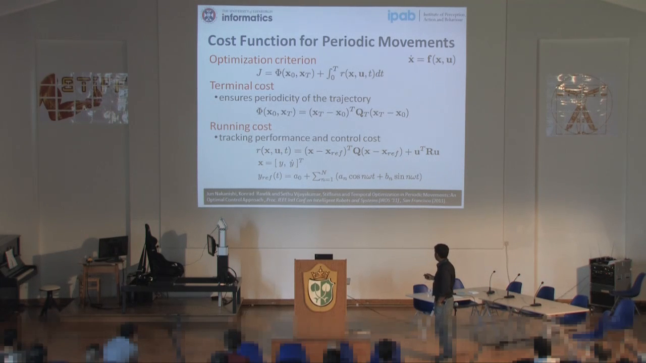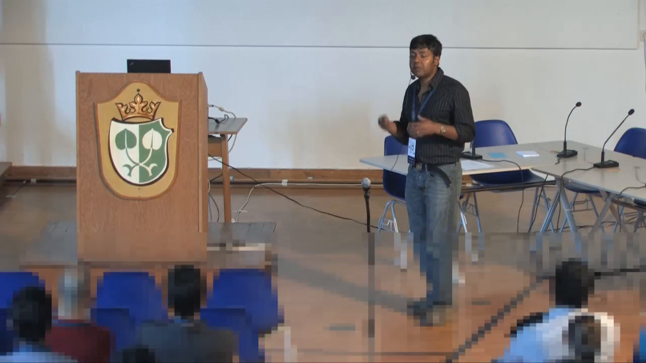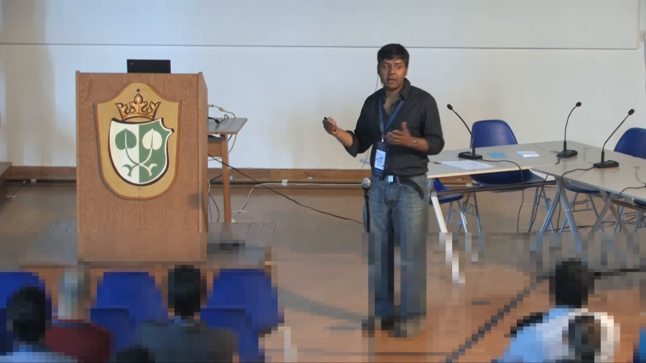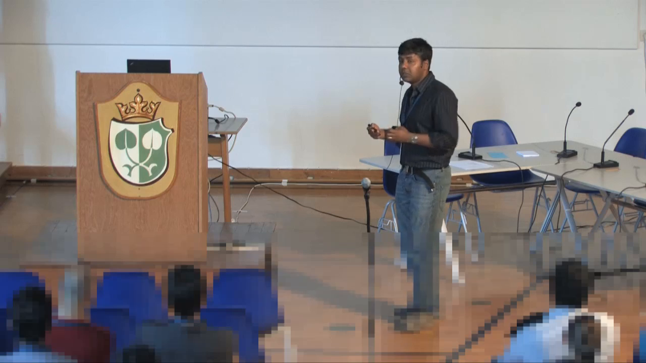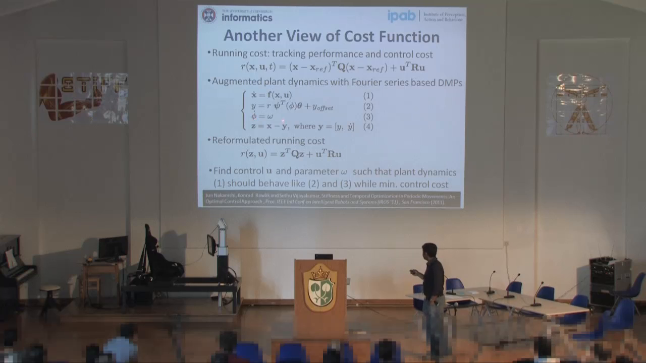Now, using this particular representation that we use, we can actually interpret this result as another view of the cost function. In other words, the running cost can effectively be rewritten, for those of you who are familiar with dynamical movement primitives, in a dynamical movement primitive framework such that the limit attractors basically allow natural convergence to certain limit cycle behaviors.